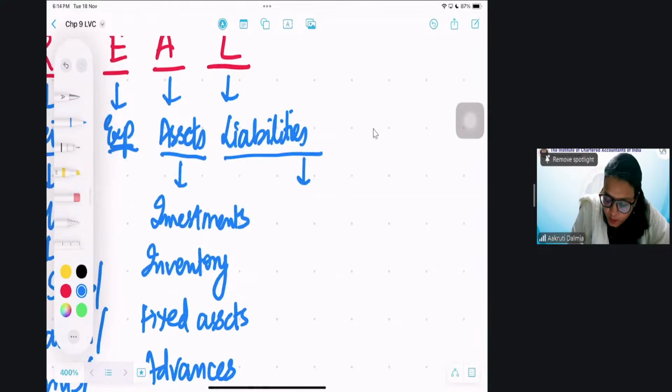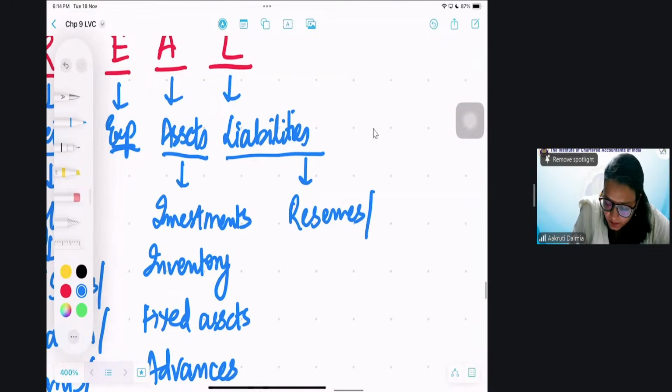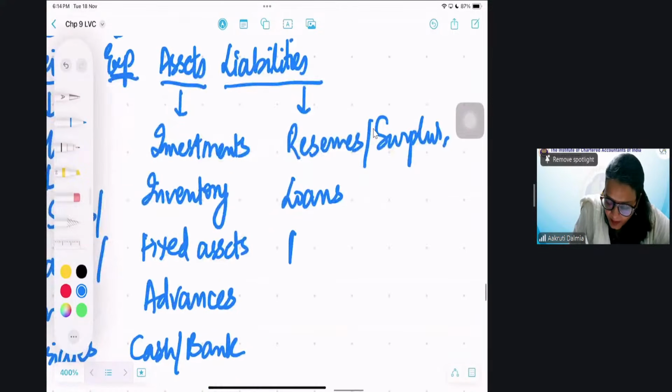Liabilities, usually. In an NGO, corpus fund, earmarked fund, reserves and surplus were very important. So here it depends on the situation. It can be reserves and surplus. It can be loans. It can be any kind of arrears.